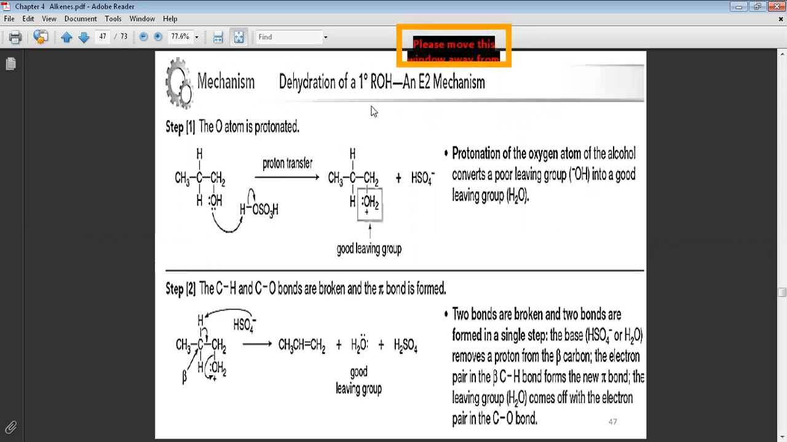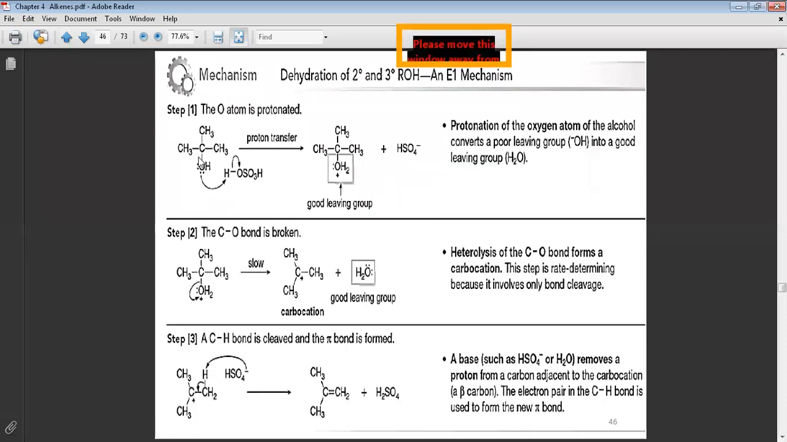Now, what is the E2 mechanism? Also a one-step mechanism. The first step is the lone pair of electrons takes a proton from the acid, giving you OH2 positive, a good leaving group. This is a proton transfer. The steps begin with protonation, meaning adding the proton to the hydroxyl group. Protonation of the oxygen of the hydroxyl group. Look, this step is a protonation, meaning add the proton or take a proton from the acid.